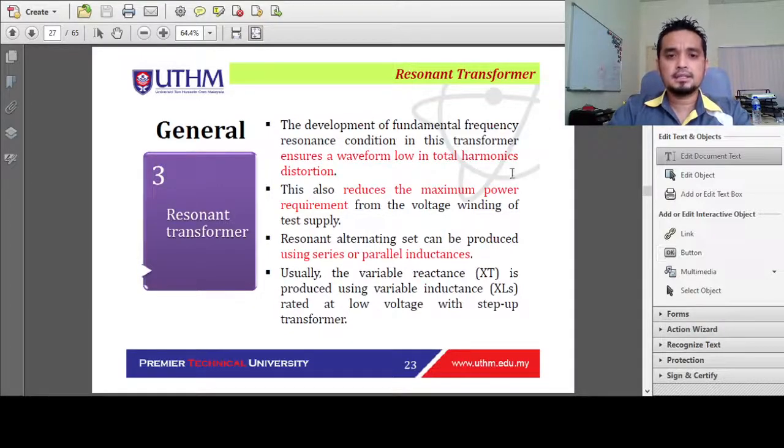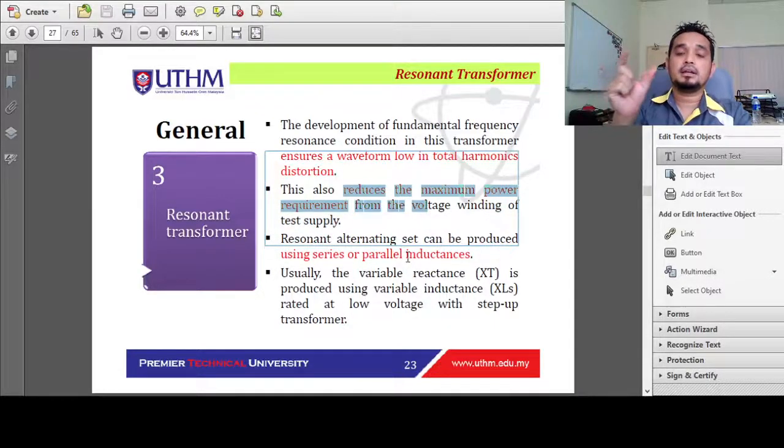Right, and then how we achieve the resonant transformer. The resonant transformer, this text is just what I just explained to you. I don't read this. It just reduces the maximum requirement for the voltage winding of the supply.